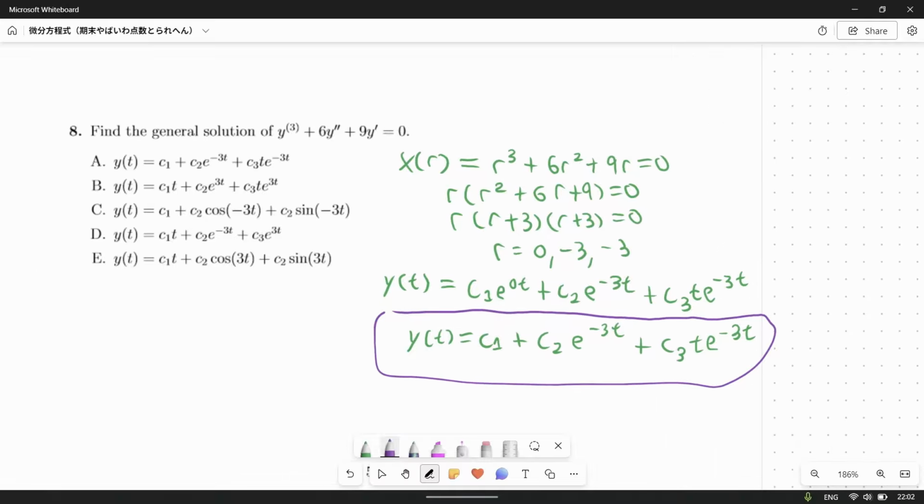Another thing that I'm going to mention is you can also automatically eliminate answer choices C and E in your computational process because those answer choices have a sine and cosine term in there. And the only way to end up with a sine and cosine term is if you end up with a complex r value, but we didn't have that. All of our r values were real. And so as a result, there's not a case where we'd end up with sine and cosine terms in our general solution. So now we can compare this with our answer choices, and that matches up with answer choice A, I believe. Yeah, so the answer to this question is going to be A.